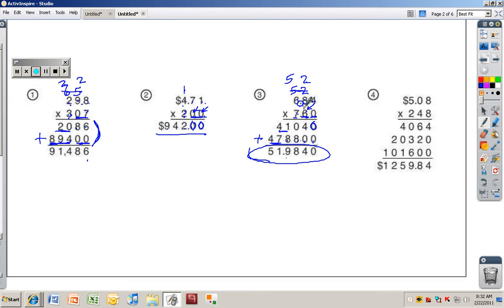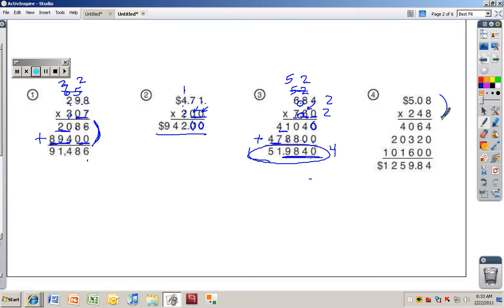There's a decimal point here, there's a decimal point there, 2 spots here, 2 spots there, so we have to have 4 spots in our final answer, and that's 9840 is going to be on the right side of the decimal point all together. Now here's $5.08 times $2.48.